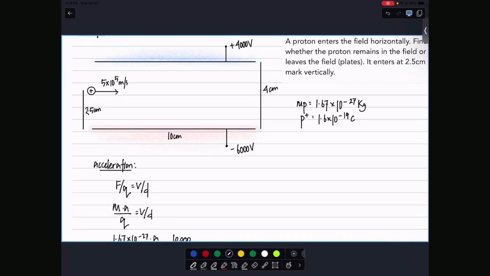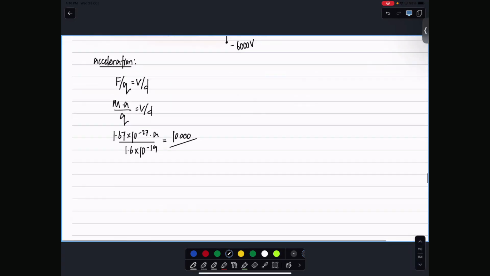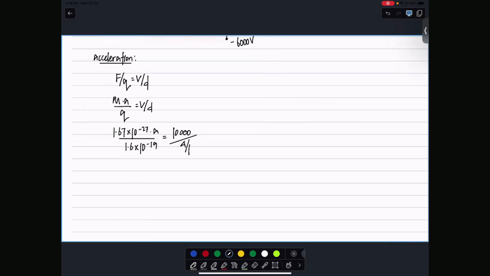Yeah, it should be 4 centimeter, not 2.5, because the field is not generated because of where your charge is. The field is generated because of how far the plates are. So that's why you always take the plate separation here. That's 4 centimeters, so 4 divided by 100. So you get an acceleration. How much? 2.395 into 10 to the power 13 meter per second squared.